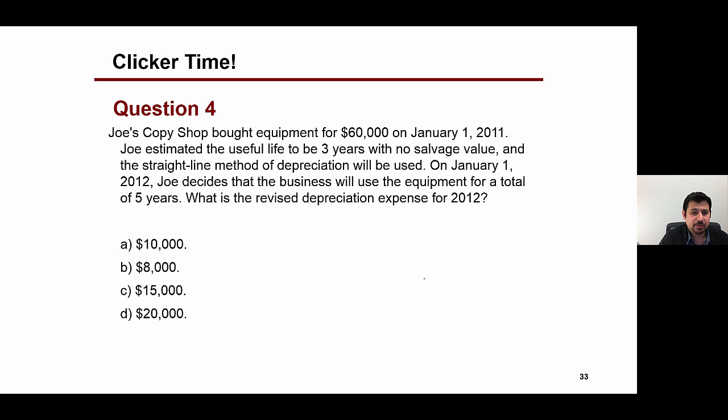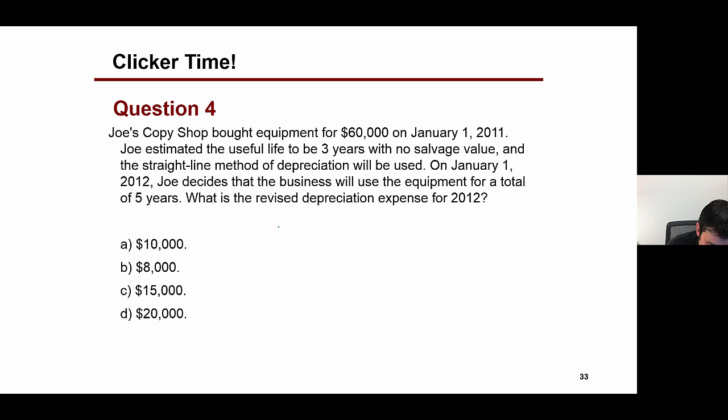Joe's coffee shop bought equipment for $60,000 on January 1st, 2011. Joe estimated the useful life to be 3 years with no salvage value, and the straight line method of depreciation will be used. On January 1st, 2012, Joe decides that the business will use the equipment for a total of 5 years. So here they have revised depreciation. They have extended the useful life of the equipment by 2 years. What is the revised depreciation expense for 2012?